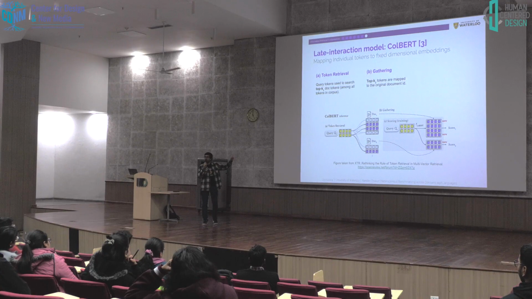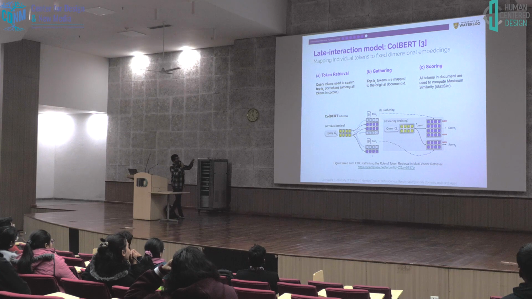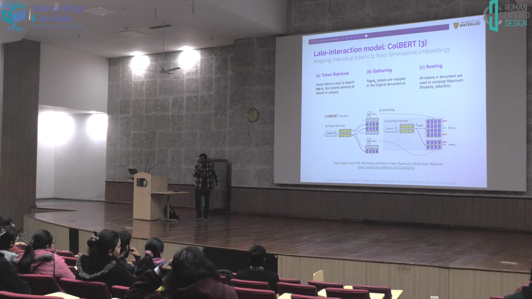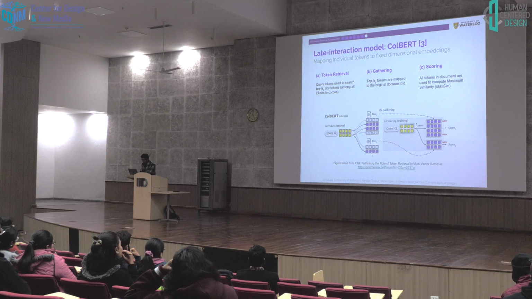And once you have these documents, it will compute the final score. You would compute the final score using a technique known as maximum similarity. So you will take all the tokens from the query, run them through the tokens in your document, and then get a final score for each document. So this is another type of retrieval model known as the late interaction model.